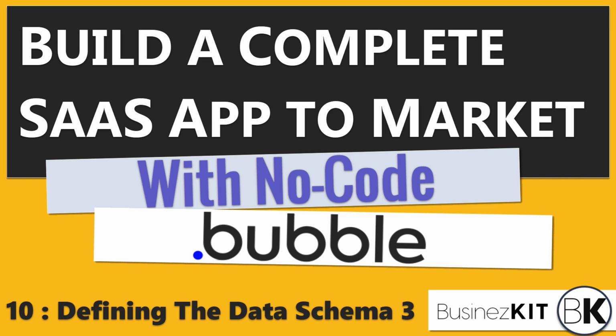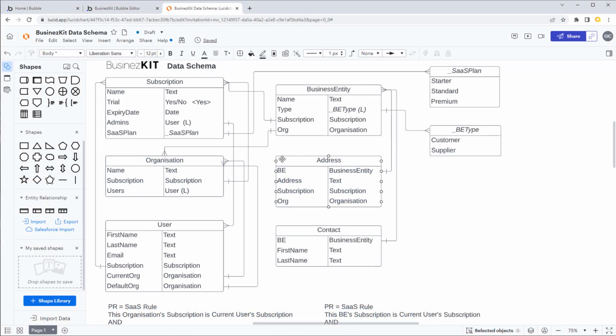Hey everyone, welcome back. This is part 10 and the third part of us looking at the database schema for our app. So in the last one we covered addresses and we covered contacts, and also we covered why we won't have them as list fields on our business entity.